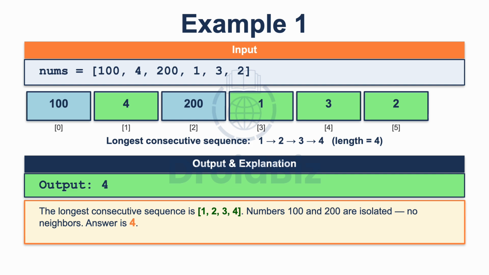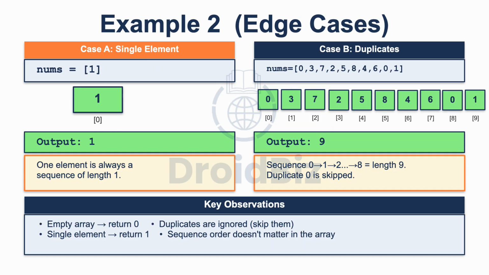This is our goal. Find the longest such run of consecutive integers in the array, no matter where they are placed. Now, let us look at two important edge cases. Case A, single element. The input is nums equals [1], just one number. A single number is always a consecutive sequence of length 1. So the output is 1.